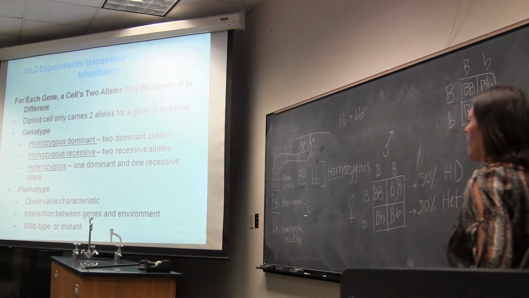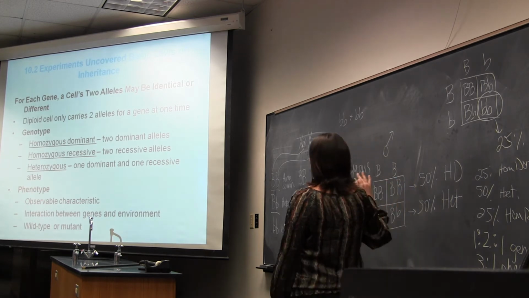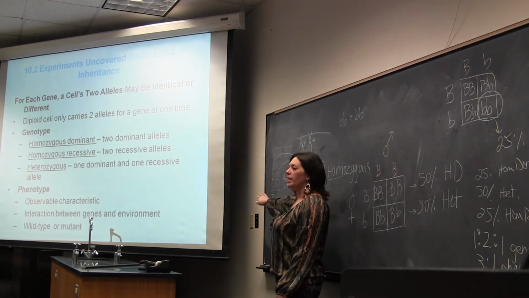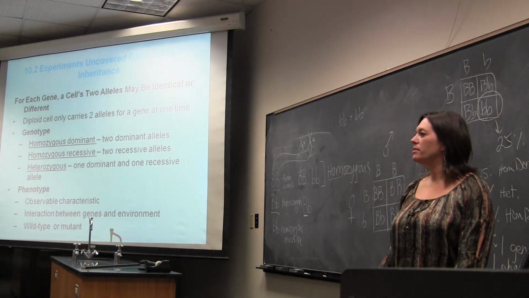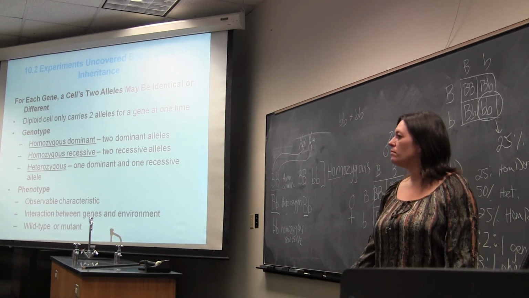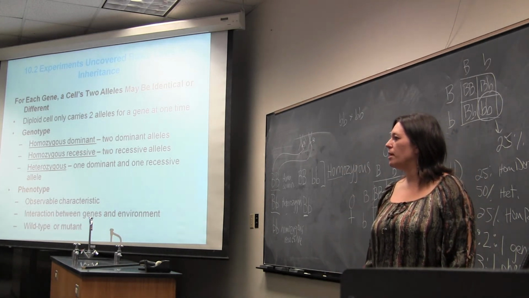Okay, so this is kind of what we've already talked about, the different nomenclature that's used to describe the different alleles. Are we going to talk about wild type? Yeah, sometimes, a little bit.